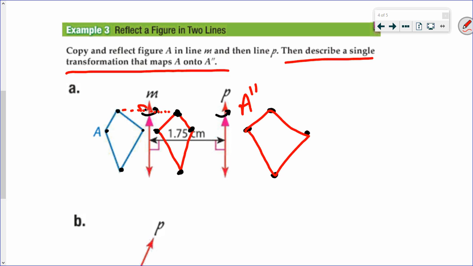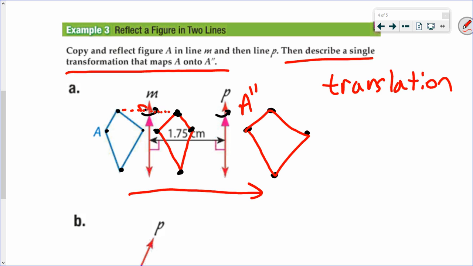And again, the idea here is reflection across parallel lines is the same as a translation. And the distance of translation would be 2 times the distance between the parallel lines, which is 1.75. So 2 times 1.75, we'd be looking at 3.5. So 3.5 centimeters.